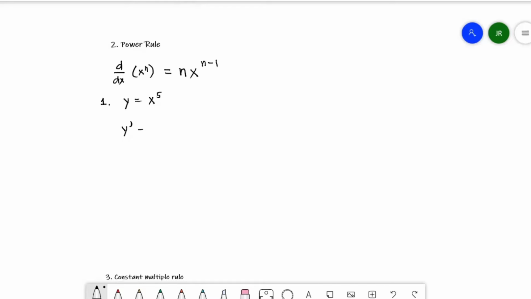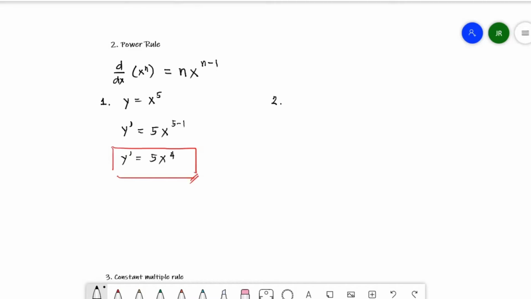That is equal to, yung exponent na 5, ibababa. Okay? Then copy the variable x. And then yung exponent na 5 ay babawasan lang natin ng isa. Then simplify, y prime is equal to 5x, 5 minus 1 is 4. And this is the derivative of the given function. Okay, using the power rule. And then next example, example number 2.